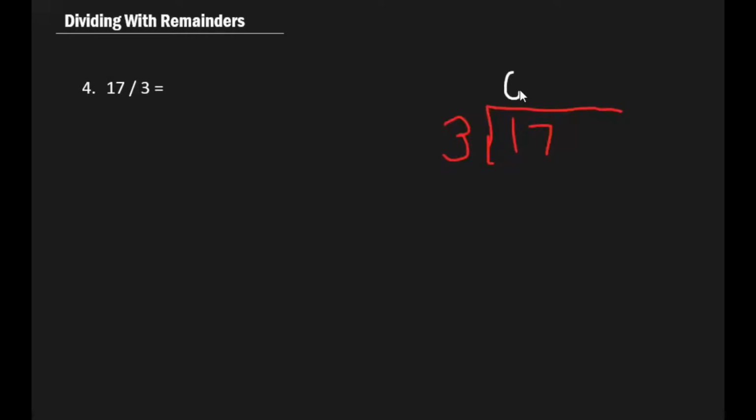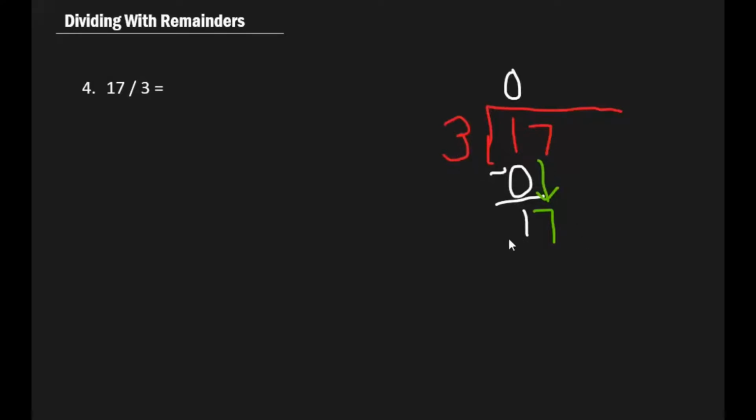Our fourth question is 17 divided by 3. We're going to write the question down. Now we want to see how many times 3 can go into 1. 3 cannot go into 1 because 1 is smaller than 3. So we write a 0 up here, and we subtract 0 from 1. 1 minus 0 is 1. Now we bring down the 7 next to the 1. Now the number is 17.